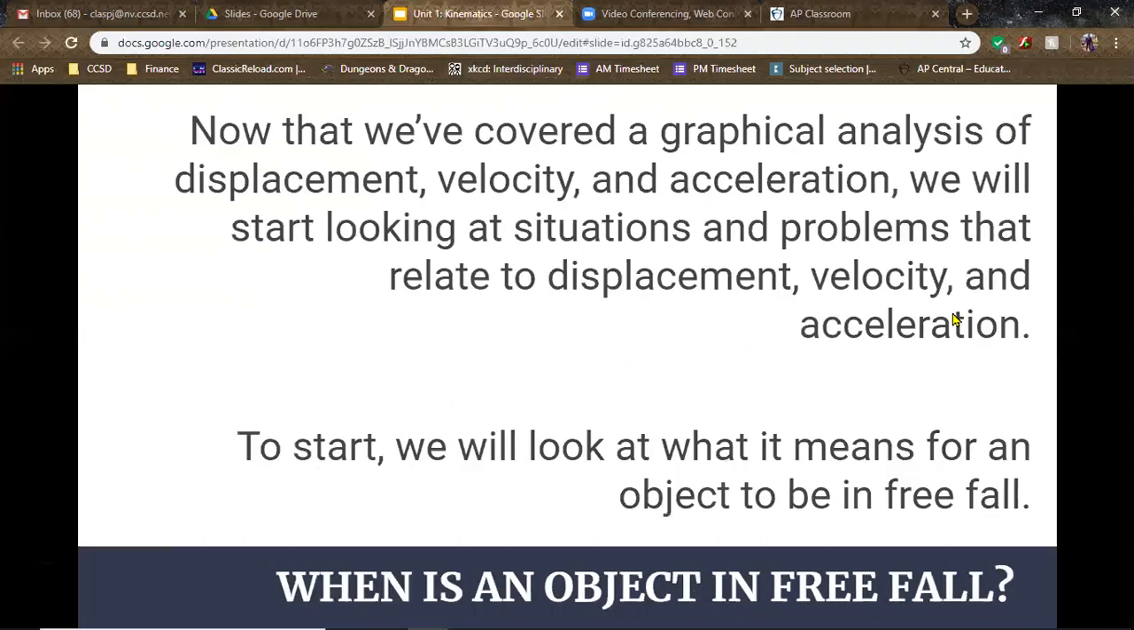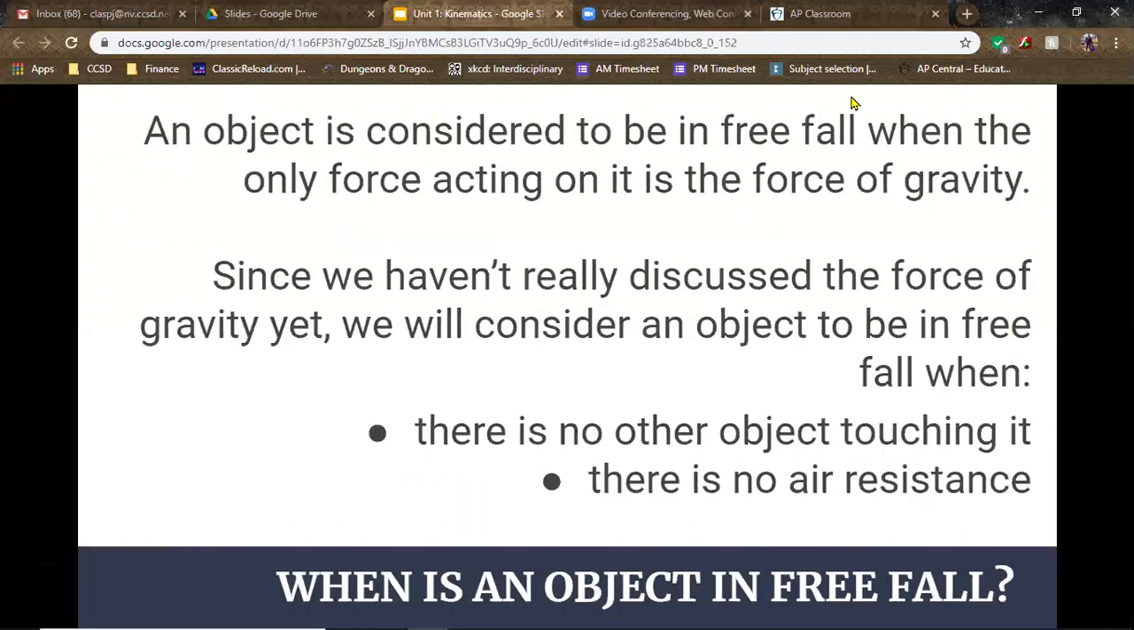All right. That was a lot. But now that we've considered a graphical analysis of displacement, velocity, and acceleration, we're going to start looking at situations and problems that relate to these three things. We're going to start by defining what free fall is. You may or may not have heard of free fall before. In physics, it has a very specific definition. In order for an object to be considered in free fall, there needs to be no forces acting on it other than the force of gravity.